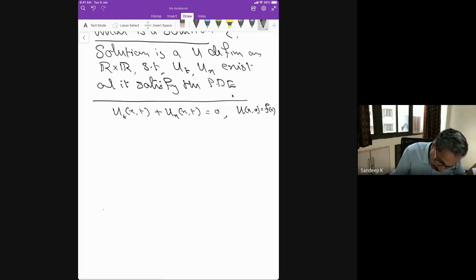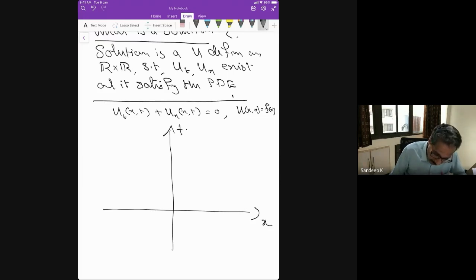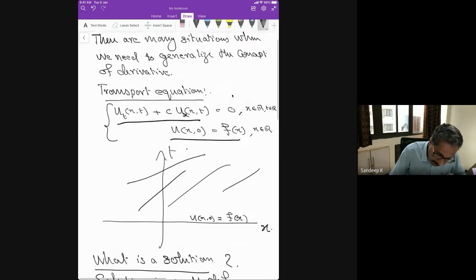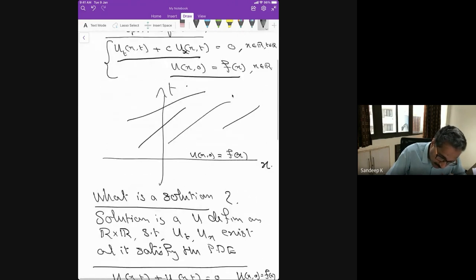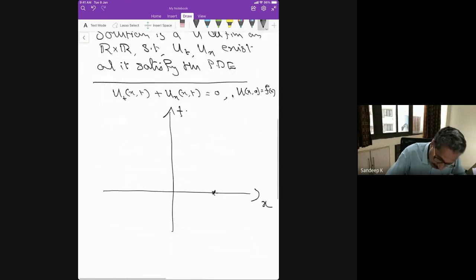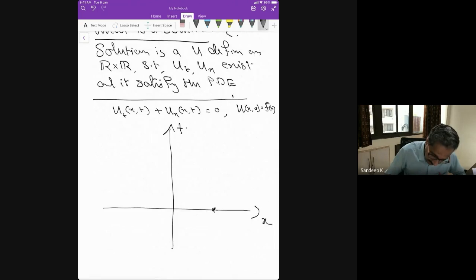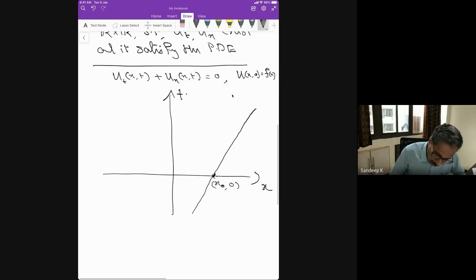Now let me take this plane. This is my x and this is my t. Maybe for simplicity, let me take c equal to 1. Then let us take a line passing through a point, which I call x naught, zero, an arbitrary point on this x-axis. And let me take a line which passes through this with slope 1. Then you can parameterize this line in the form.